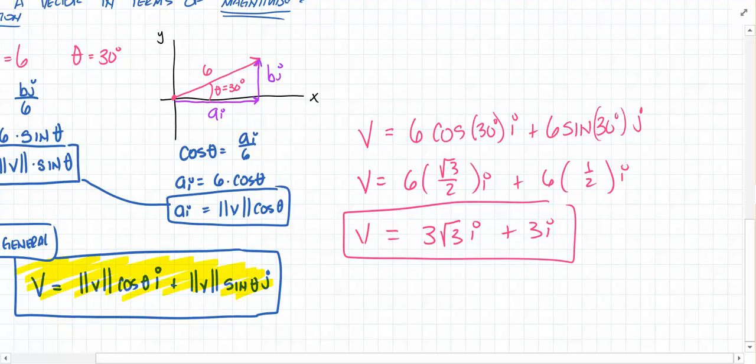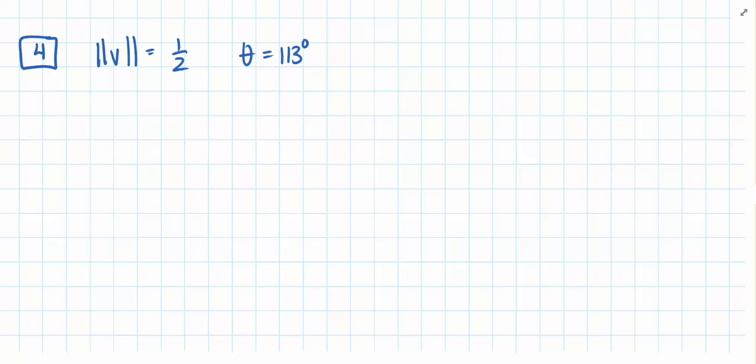Yep, this is a j. Thanks. j, j. There we go. So let's do this one together, where the numbers aren't so nice. We have a vector with a magnitude, a length of 1/2, at an angle of 113 degrees.